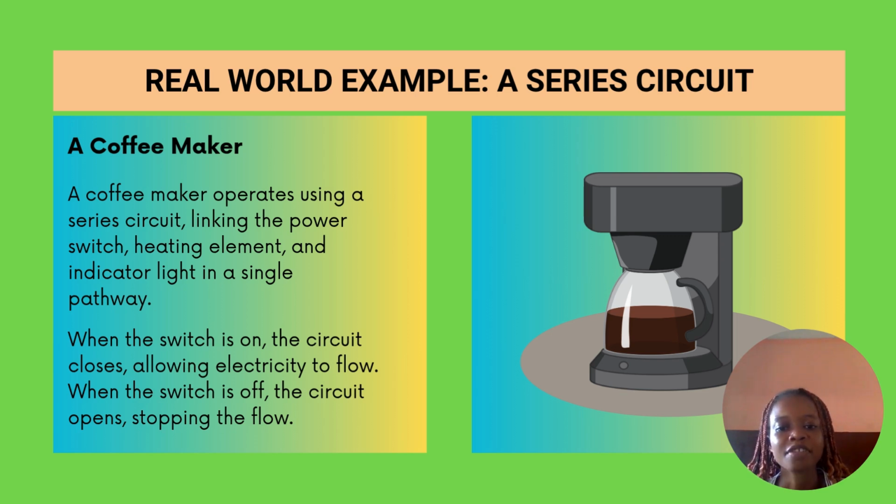Everything flows in well. If there is a break, maybe through the switch or through the heating element, that machine is not going to work because there has been a break in the flow of electricity. So that's what a series circuit is all about. Now that we know what a series circuit is, what is a parallel circuit?